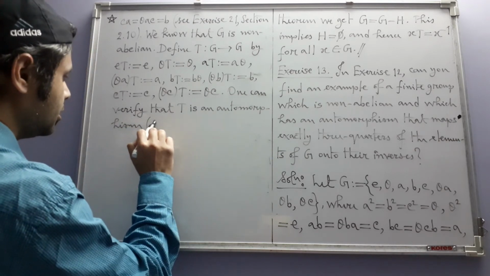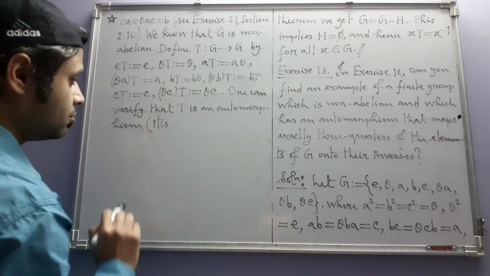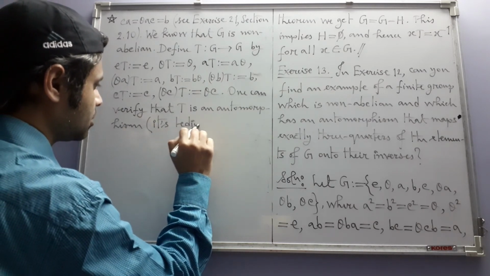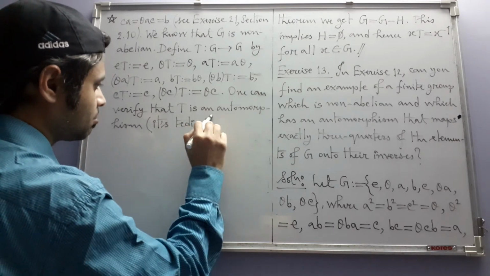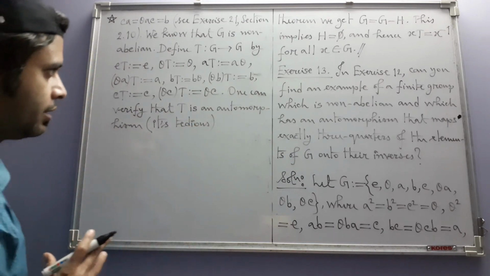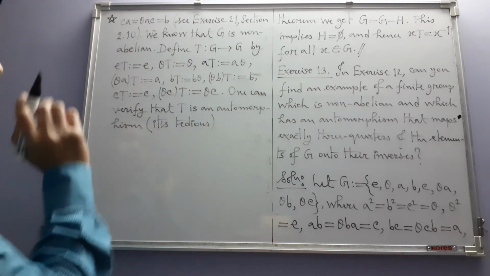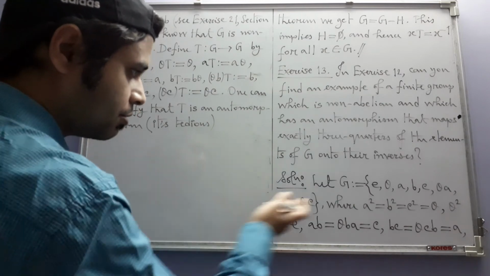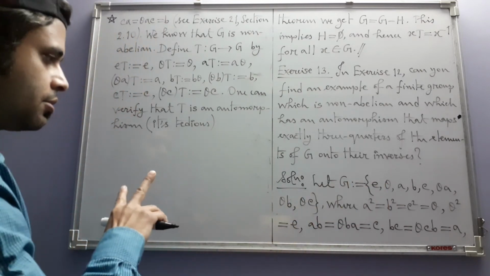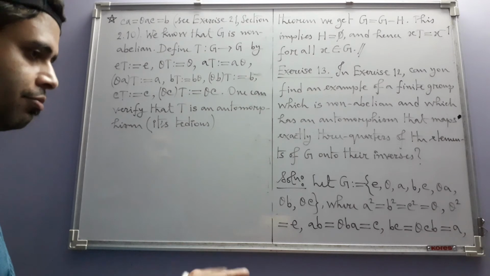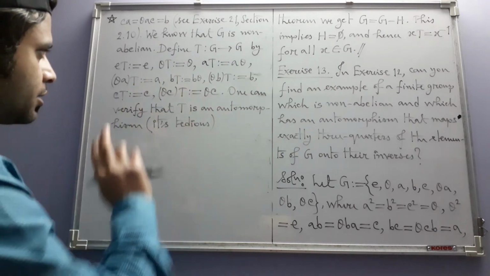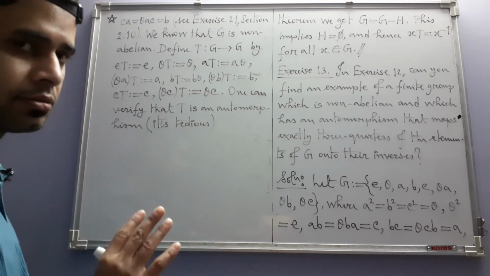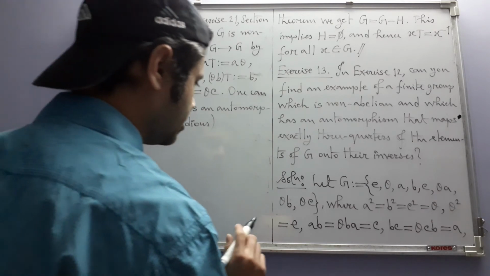Warning, it's tedious. You have to do a lot of calculations. But if you persevere, you will see that it's actually an automorphism of this group. It is tedious because the group has 8 elements. So if you take any 2 of them and verify that the function satisfies the condition for a homomorphism, there are many, so you have to go through all of them.